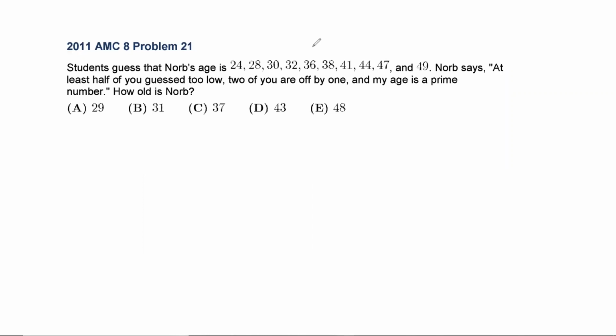Okay, so at least half of you guessed too low. The good thing here is that the problem actually gave you all the guesses in order from least to greatest, which means the half that guessed too low is just the half to the left. I believe there are 1, 2, 3, 4, 5, 6, 7, 8, 9, 10 numbers. So halfway should be here. We already know that all the guesses from 24 to 36 are too low. And so let's look above 36.